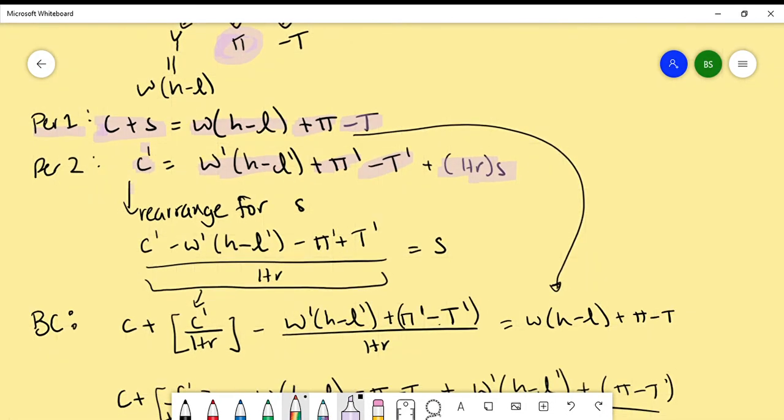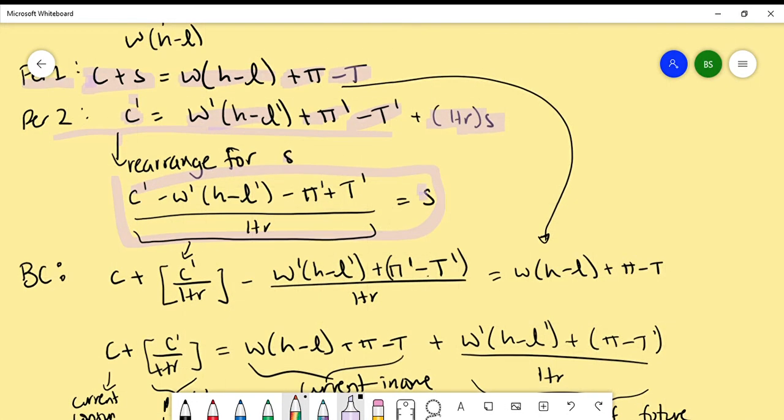If we rearrange this period 2 equation to solve for S, we get this thing over here. And we can plug it into this equation, so we can do C plus this entire thing. I just broke it up in advance, like C over 1 plus R, and then this whole thing over 1 plus R, because we'll have to break it up later on.